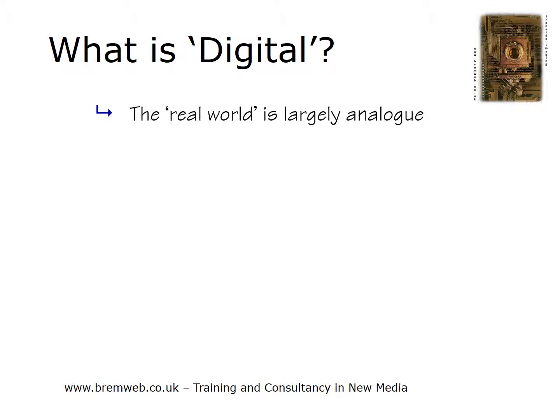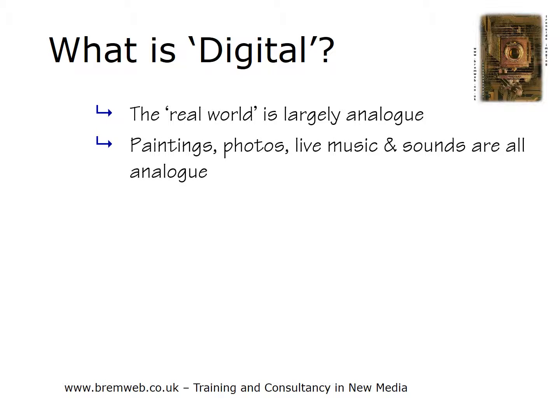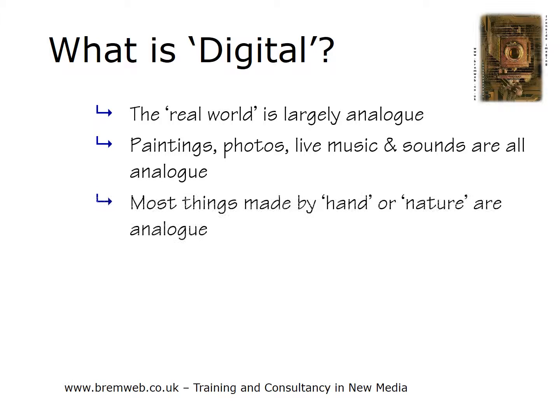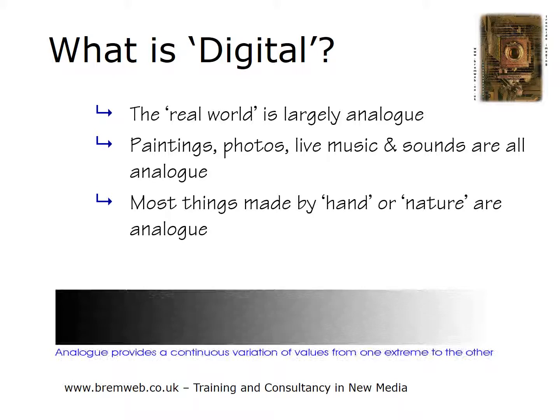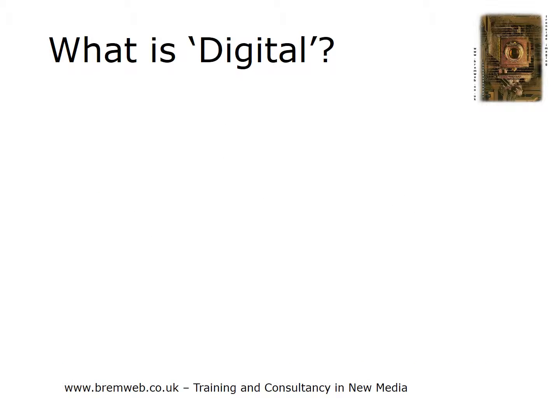The real world around us, all the things we see and listen to, are all analog. Paintings, photos, music, sounds, everything really is analog, and everything made by nature is analog itself. Analog means that it's a continuous gradation from one extreme value to the other. So if we're talking about an image, this means it's a continuous change from the darkest black to the whitest, brightest white. There are no borders, it's a continuous thing.